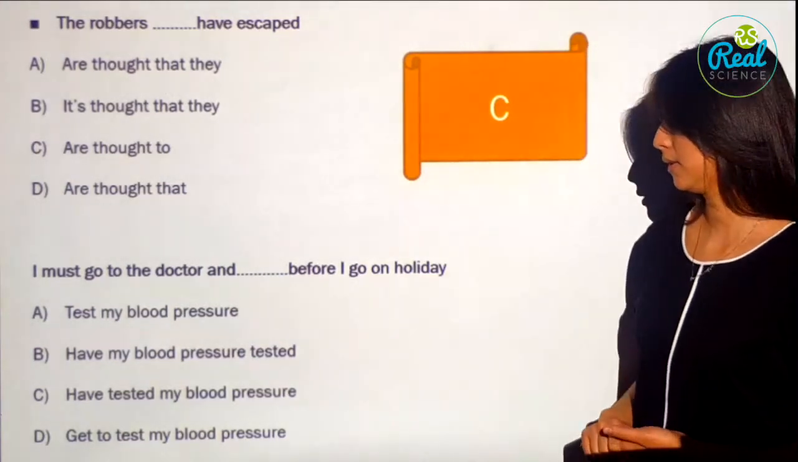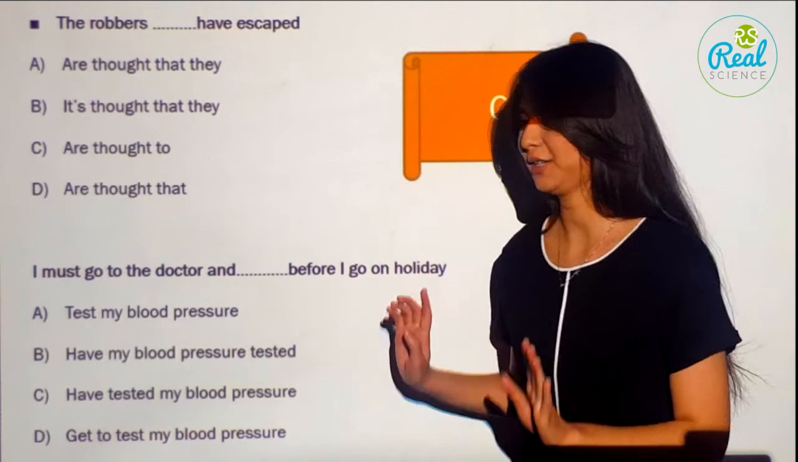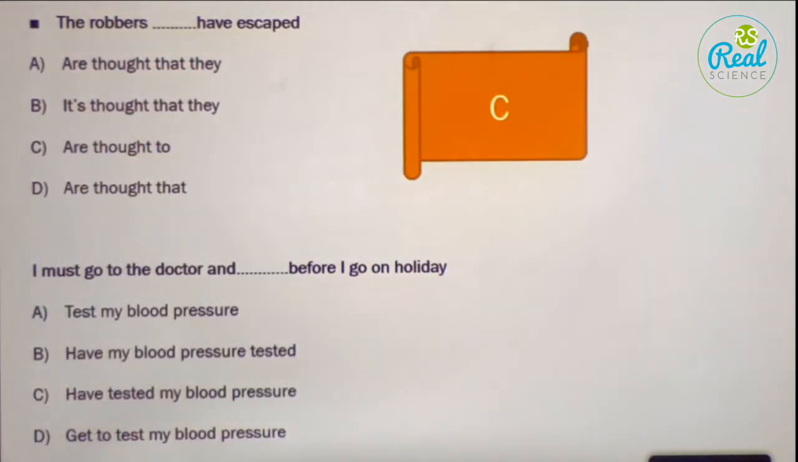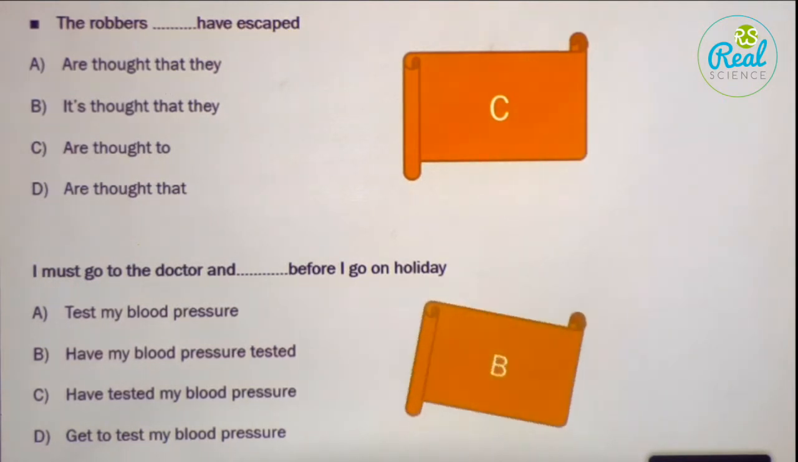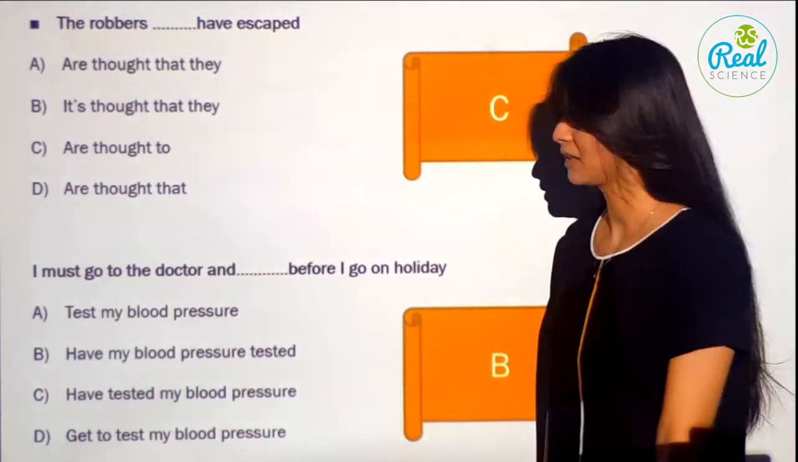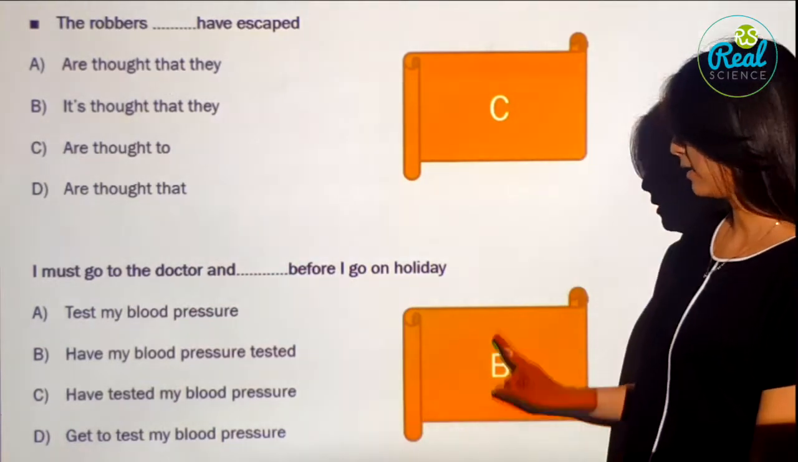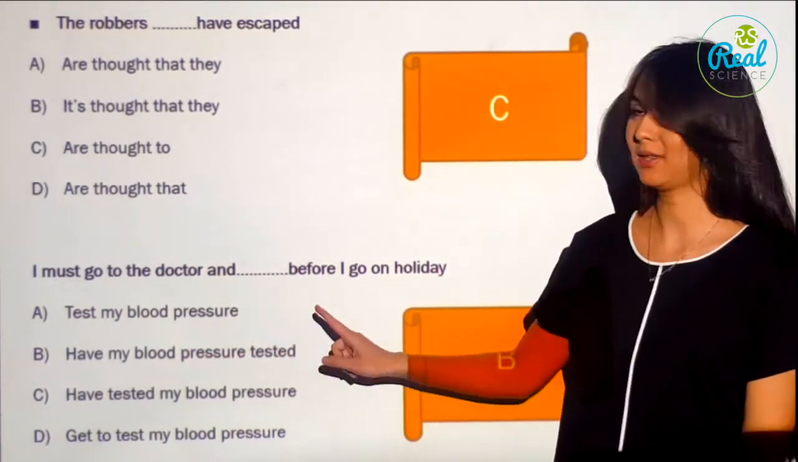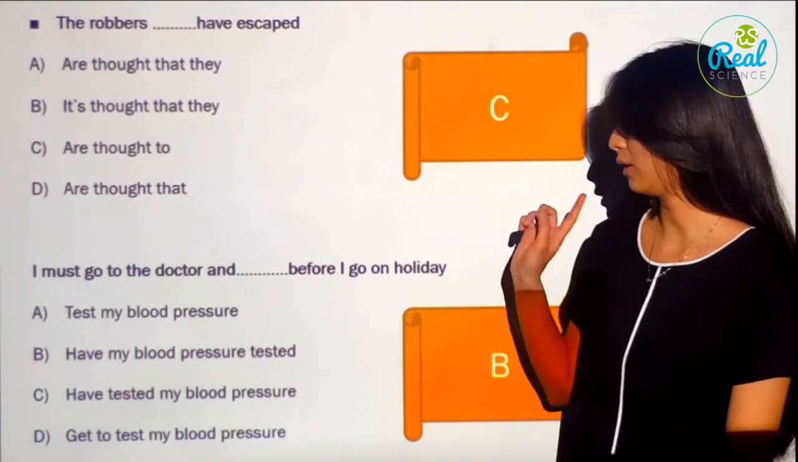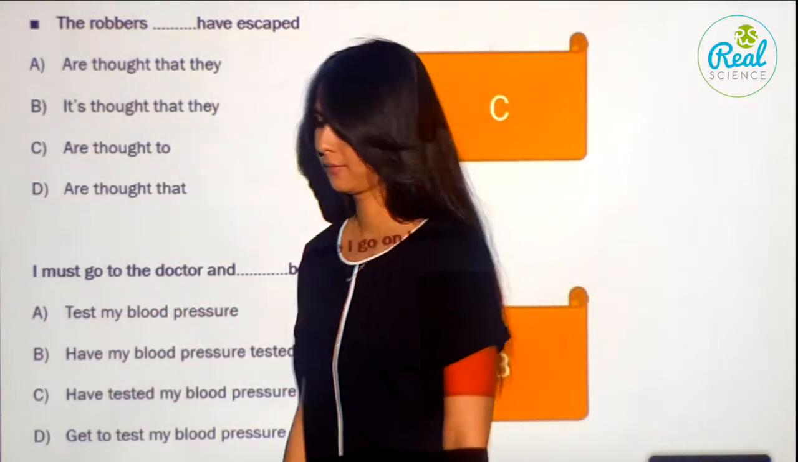I think it's B1. Just A and B could be. Okay, let's check. 1, 2, 3. It's B, more grammatically correct. I must go to the doctor and have my blood pressure tested before I go on holiday. So the best option here is B1.